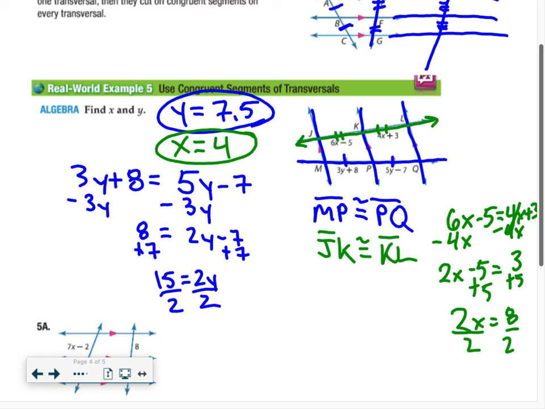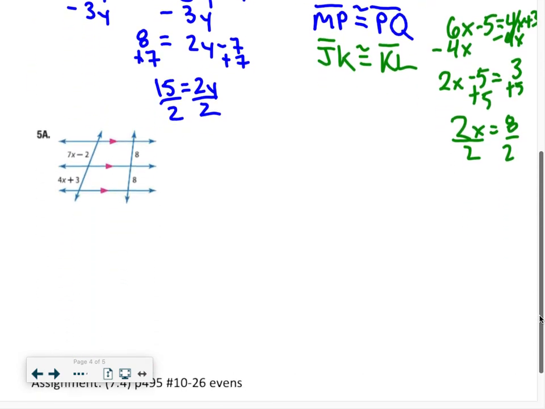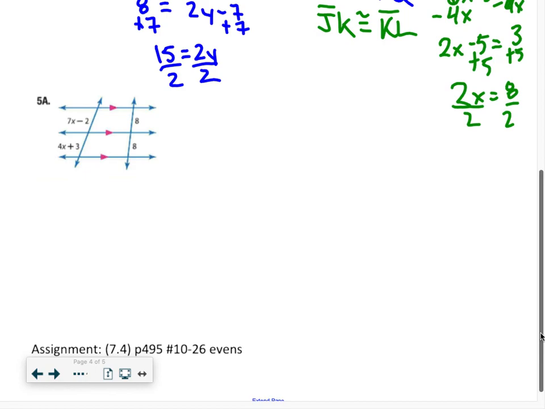Your 7.4 homework. Well, I'll leave you guys 5A, finding just x on this one. Again, these three parallels cut this transversal into congruent pieces, so it must do the same to the other. So these segments must also be congruent. So you can set them equal and solve for x.